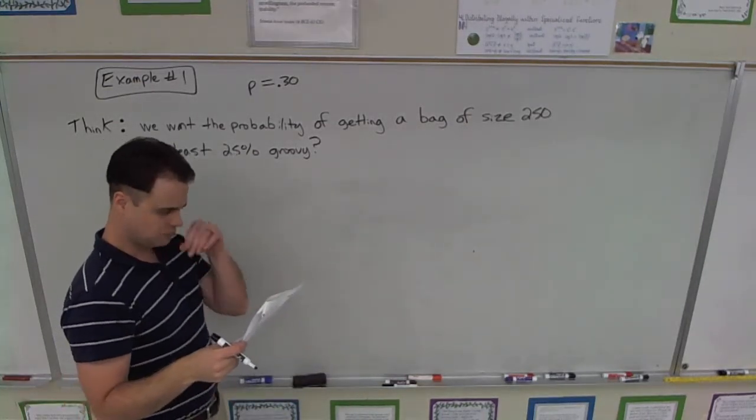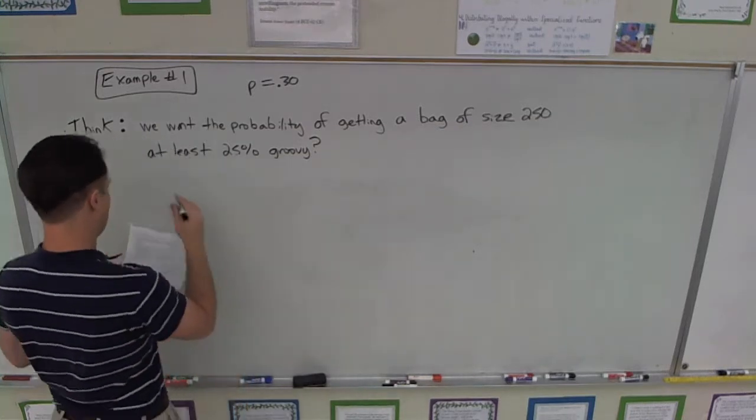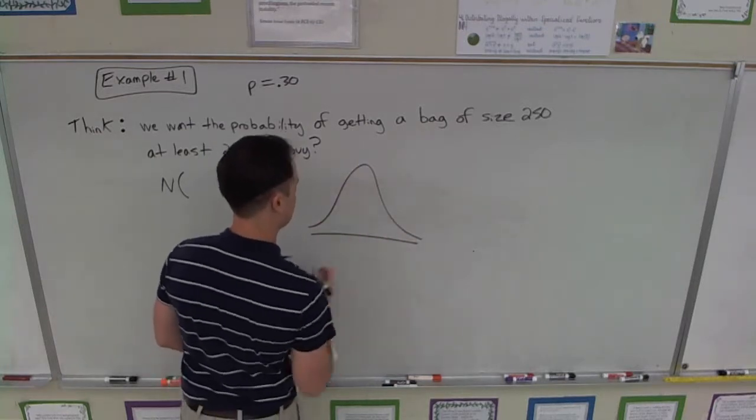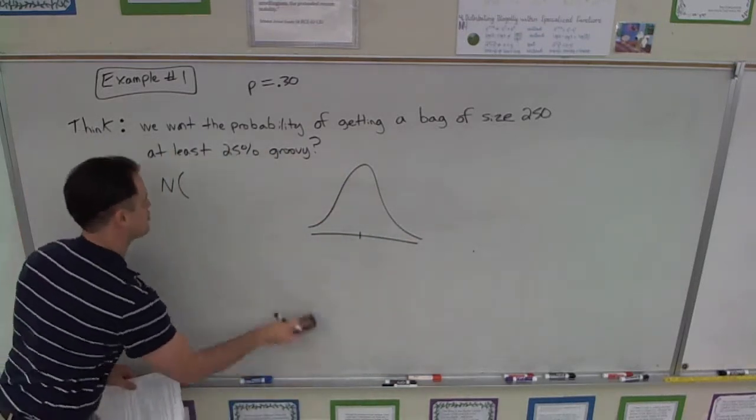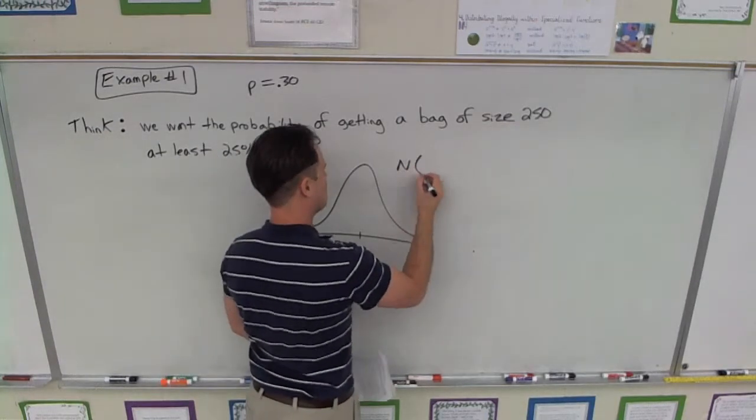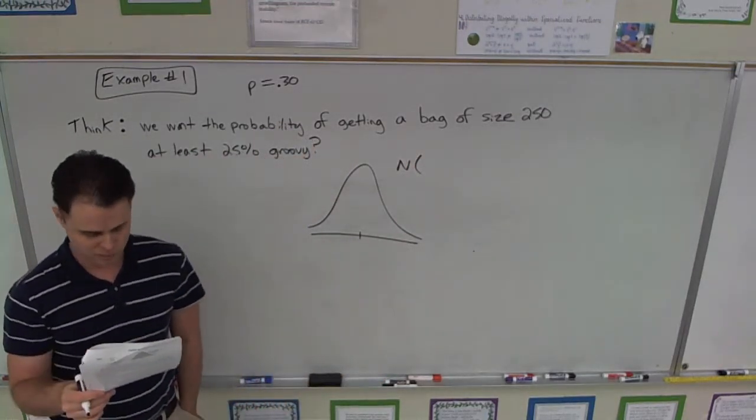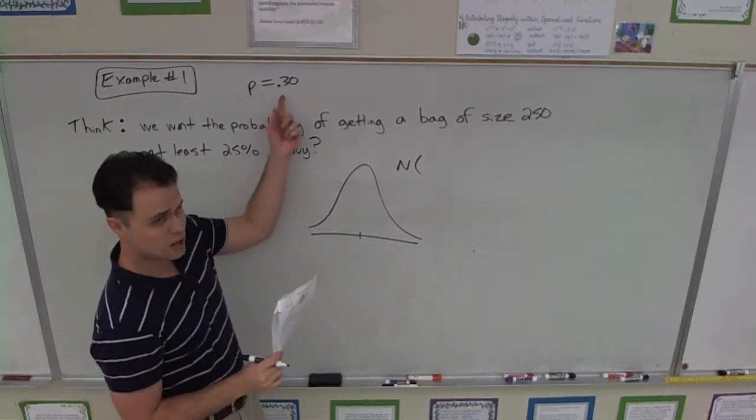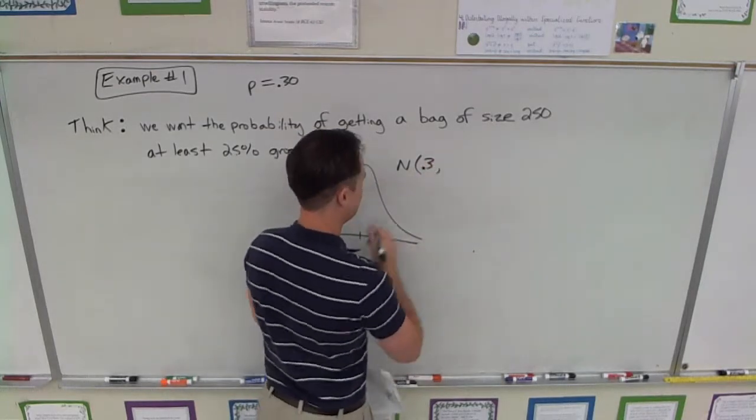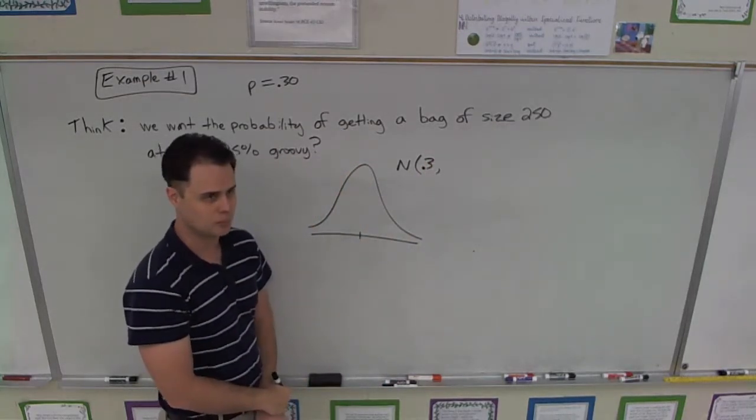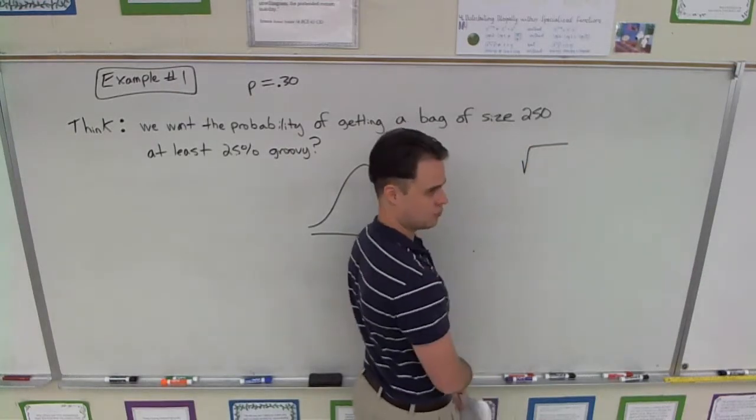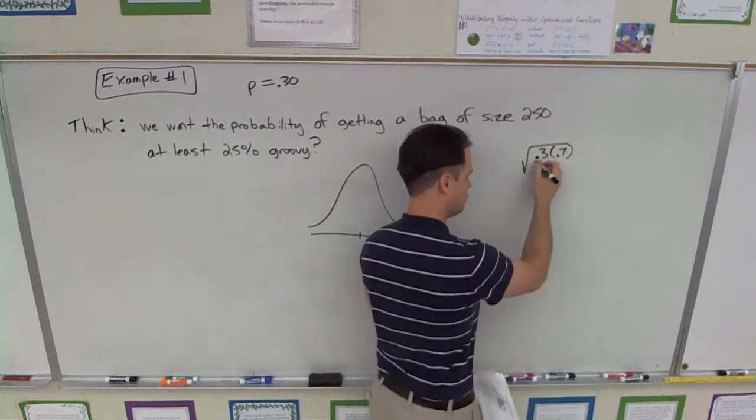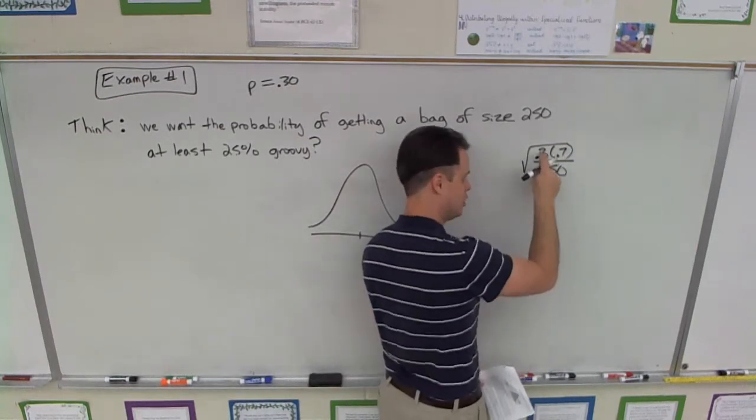So, the calculation. Our normal model is going to have what parameters? And then we'll draw on it what we need. I'll put this over here, I should say. What is the mean of our normal model going to be? 0.3? Oh yeah, because it just stacks up around P. What is the standard deviation of our normal model going to be? Square root of P, Q over N.